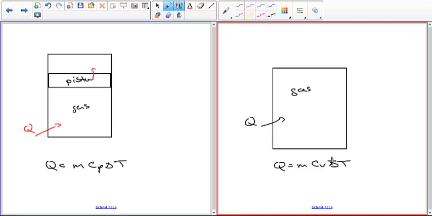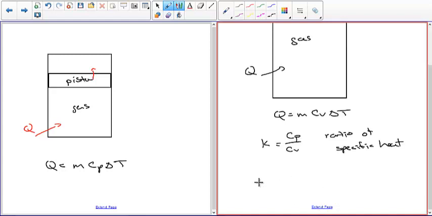And it turns out that if you take the constant pressure specific heat and divide by the constant volume specific heat, this is called the ratio of specific heats, because it's the ratio of specific heats. It's very descriptive.